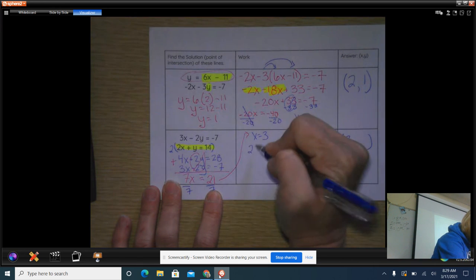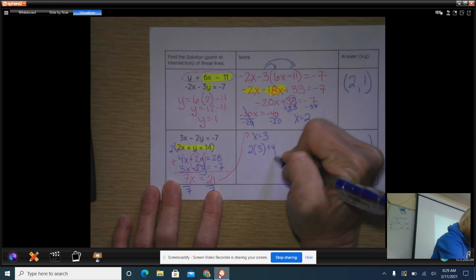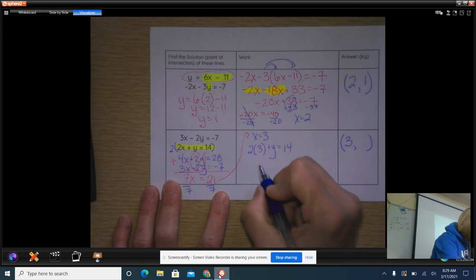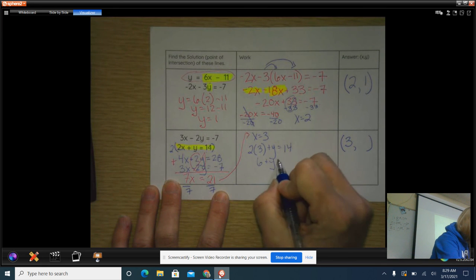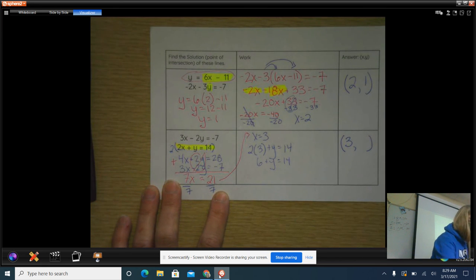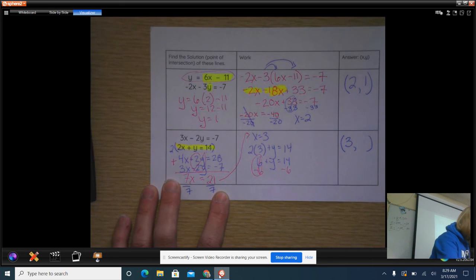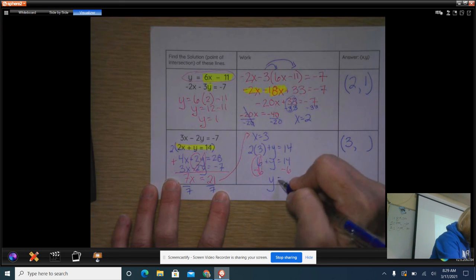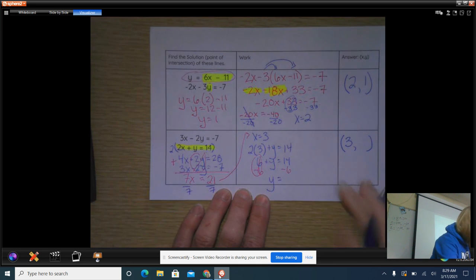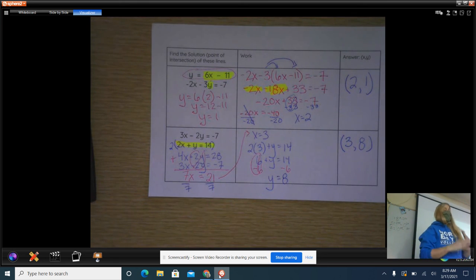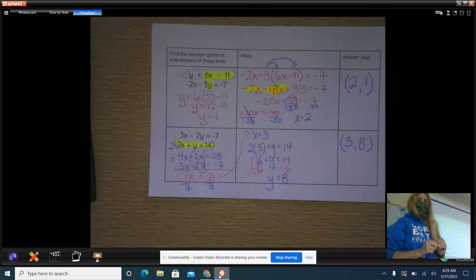So that's going to be 2 times 3 plus y is equal to 14. 2 times 3 is 6, so 6 plus y is equal to 14. We're going to subtract 6 from both sides, and y is equal to 14 minus 6, which is 8. So these two lines are going to intersect. They're going to cross at the ordered pair (3, 8).